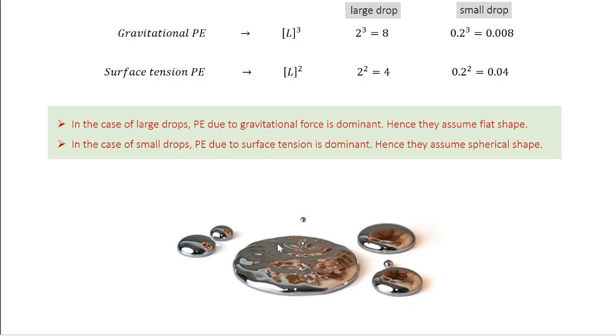So this is a practical demonstration of this. These are drops of mercury of different volume. You can see that when the volume is very small, the shape is perfectly spherical, whereas when you increase the volume, when you increase the size of the drop, it becomes more and more flat.